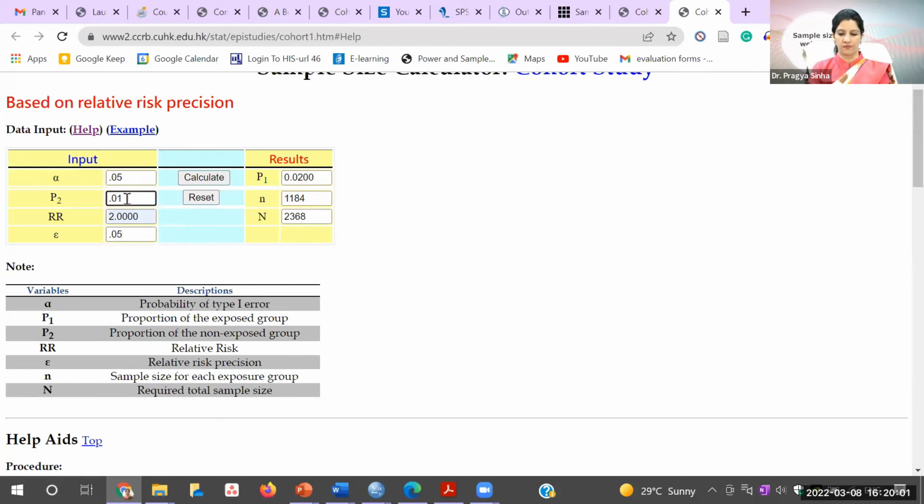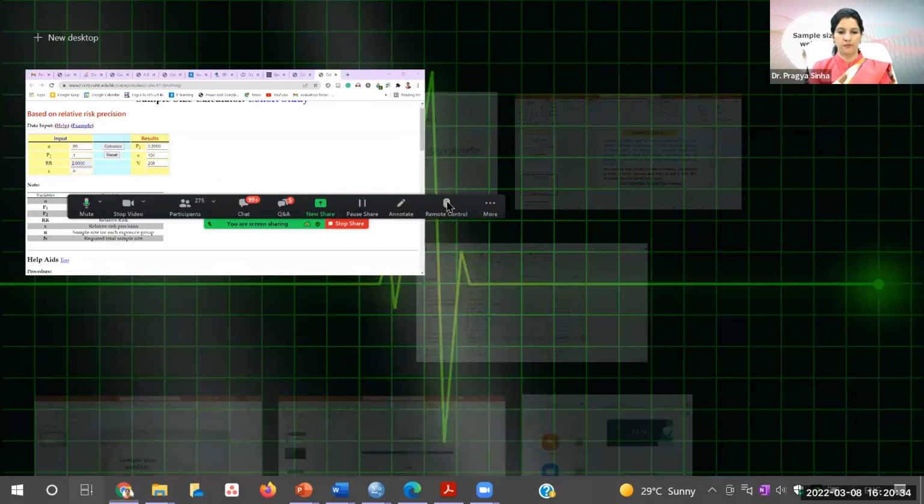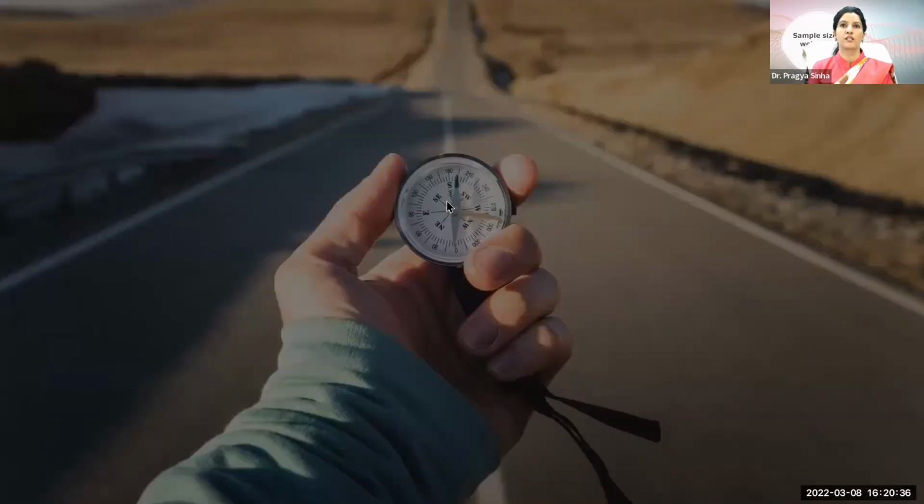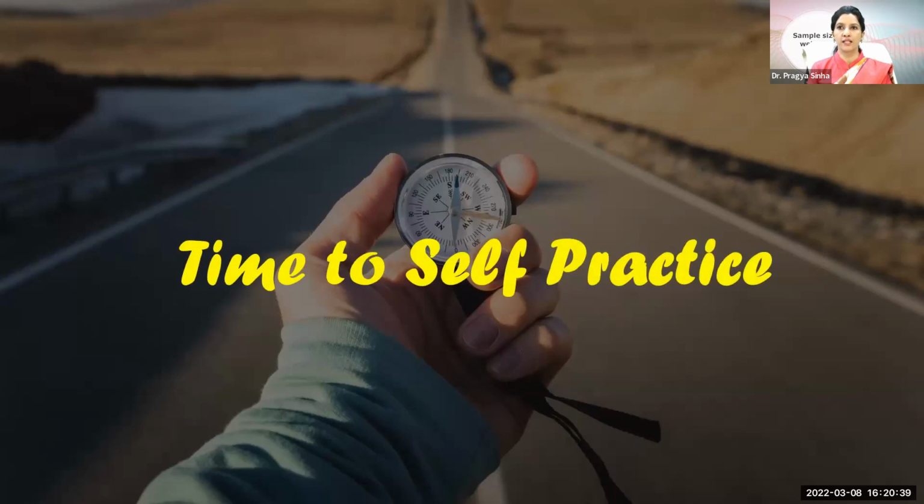So it was 10%. By mistake, I wrote 0.01. So now if you calculate, sorry, by mistake, it will be 0.1. So if I calculate this, this will be 104 in each group. So this is the total sample size, or in case you want to estimate the precision based on the relative risk. So now it's your time to do the practice.